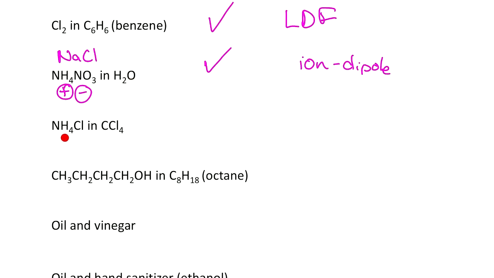What about the same thing, this salt, and CCl4? Will those mix? Yes or no? We made ion dipole in the previous one. Can we make ion dipole here? Does anything have a dipole? Nope, so this does not mix. Yes, we have ions, but CCl4 is nonpolar, so it cannot do ion dipole, so it's not going to mix. All right?